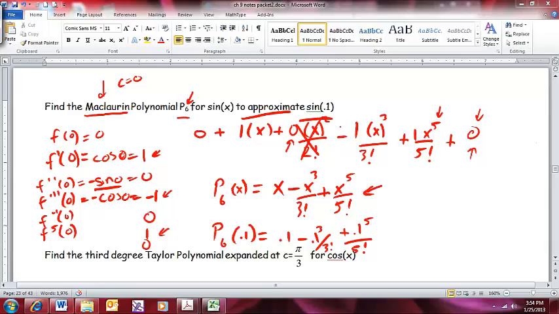Now, most of you are probably wondering why in the world we're doing this. Well, the question is, do you know what sine of 0.1 is off the top of your head? You know sine of 0, and that's why we use the Maclaurin polynomial, because I can evaluate that. I don't know what sine of 0.1 is. I'd have to take out my calculator.